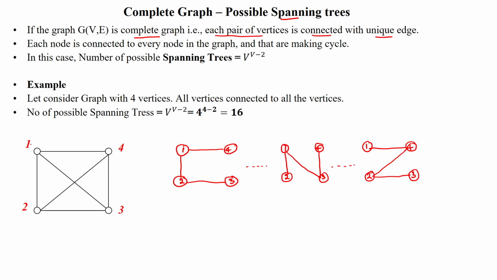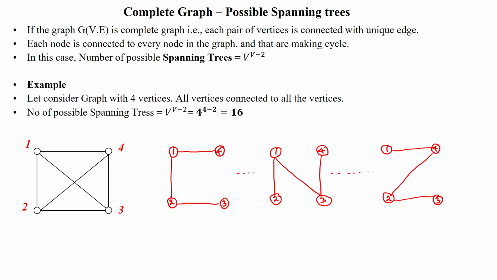For example, 1 is connected with all the other three vertices here, and 4 is also connected with all the other vertices here. So like this, each node is connected with every node in the graph, which makes the cycles in the given graph.